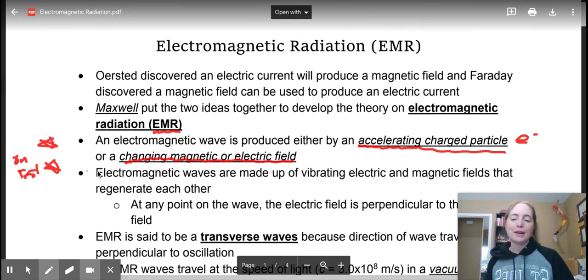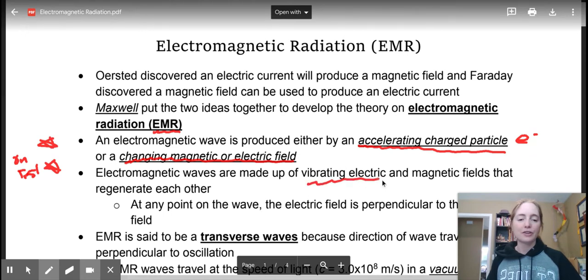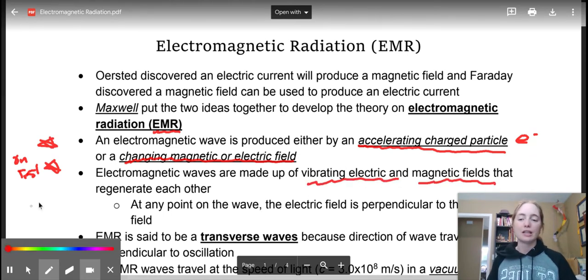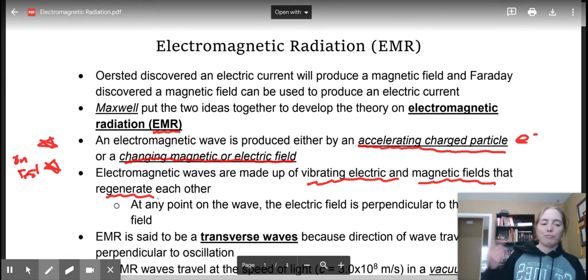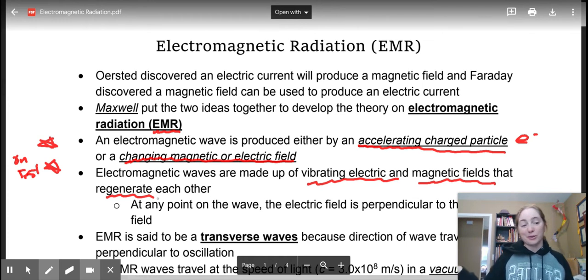Now, your EMR waves are going to be made up of vibrating electric and magnetic fields that are going to regenerate each other, so they're going to rebuild each other back. That's why light waves can go on pretty much indefinitely until they hit something. For example, if we look at a star that's 65 million light years away, the light coming from that star originated at the time of the dinosaurs.